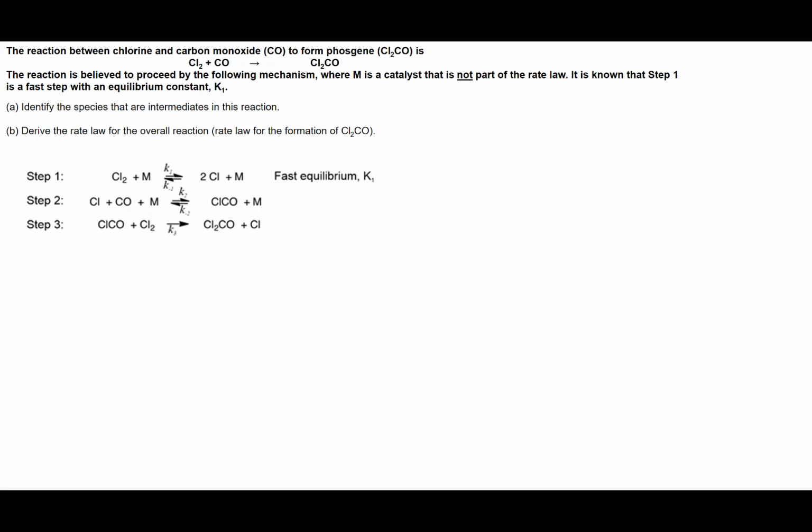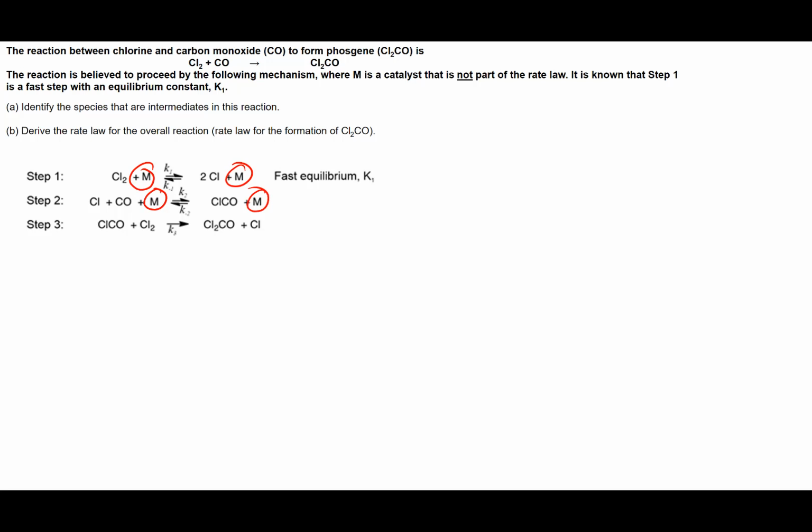So in this problem, what we're looking at is the formation of phosgene from chlorine gas and carbon monoxide. It's using a catalyst, which is catalyst M, in this case, when we're looking at the individual reaction steps within that mechanism. And it tells us at the beginning that M is not part of the rate law, so we can completely disregard it for any of the follow-up problems.